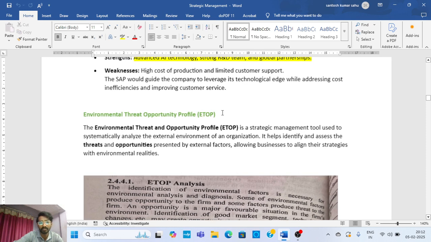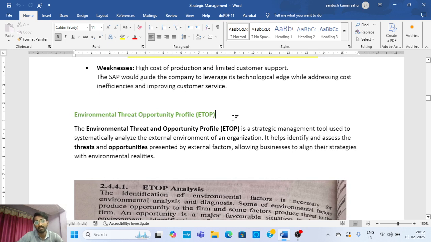Let me make the screen a bit bigger. Yeah, so I think the screen is visible right now.